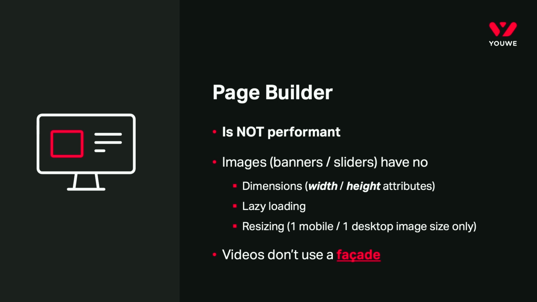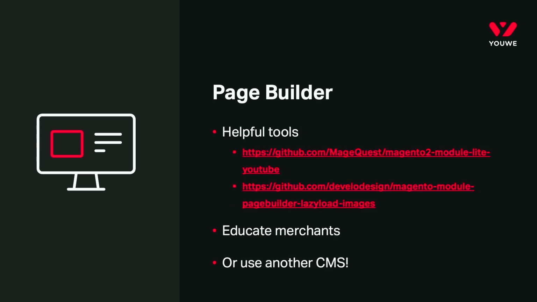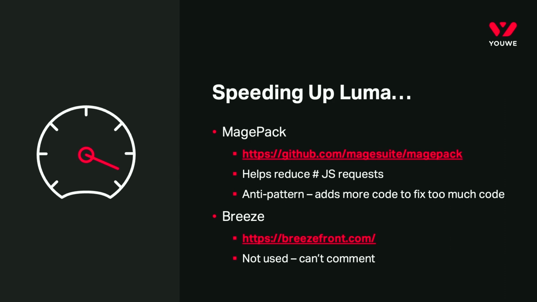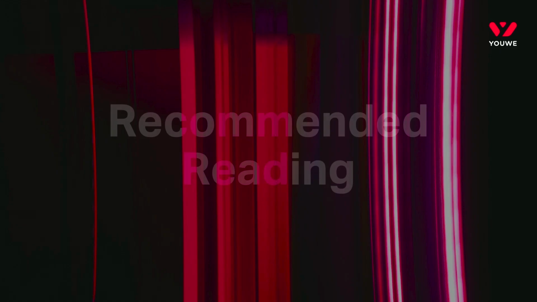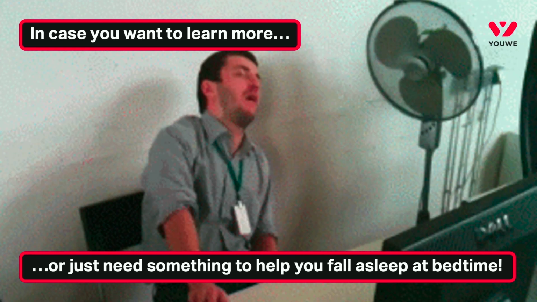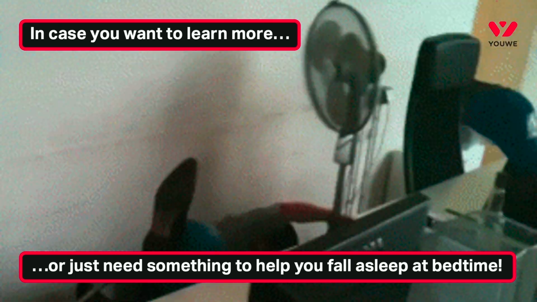Page Builder's not great. It doesn't do great things with images or videos. There are some solutions that you can use. Otherwise, just educate your merchants or get them to use another CMS. Luma, you could use MageSpeed. I'm not really a fan because it's more of an anti-pattern. It's adding more code to fix the problem of too much code, but it does help speed things up. There is something called Breeze. I'm going to leave no comment because I've not looked at it or tried it, but it might help. Some recommended reading links in case you need some bedtime help falling asleep.